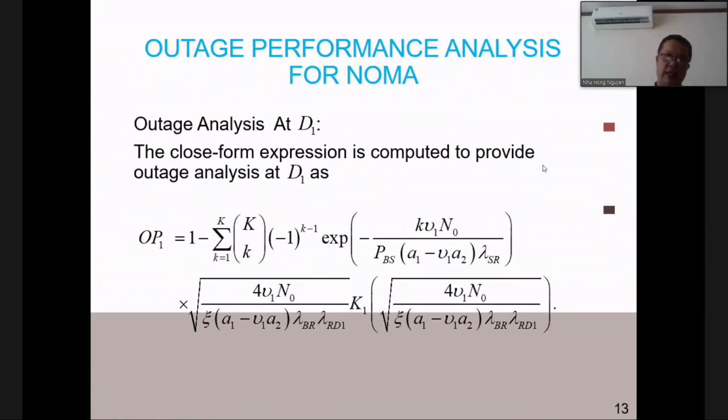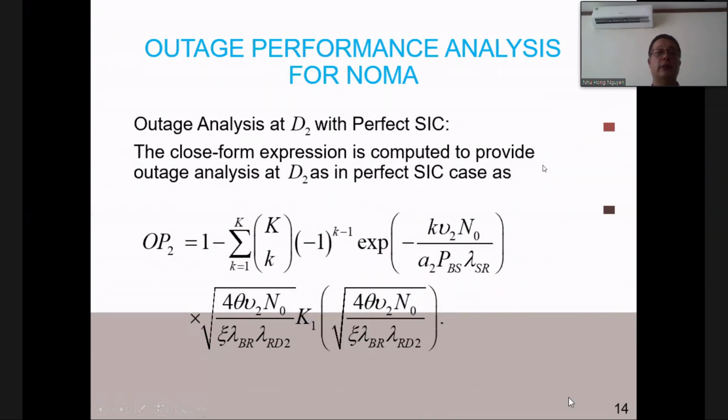We then calculate the outage performance analysis for NOMA. Outage analysis at D1 with OP1. We have the outage at D2 with perfect SIC. The closed-form expression is computed to provide the outage analysis at D2 under perfect SIC, with OP2.